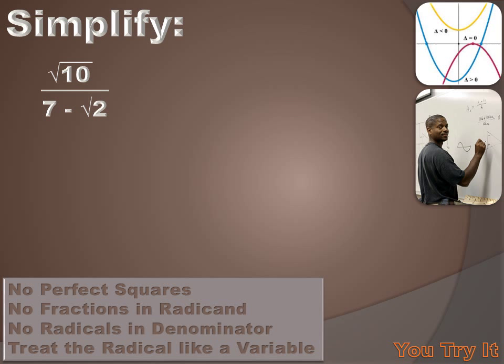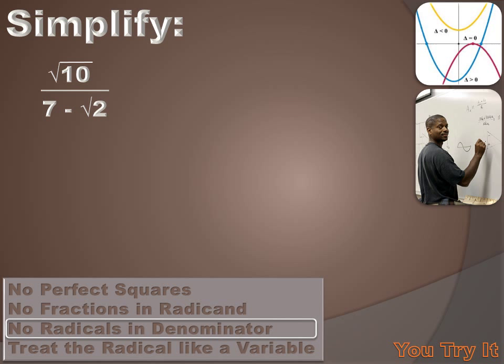If you get this one right, pat yourself on your back, because you're a smart cookie. You've got to think about something we learned quite a while ago in order to figure out how to get rid of that radical in the denominator of this problem. Because that's our first problem. How do I get rid of the radical in the denominator? I can't just multiply it by a square root of 2. If I did, I'd have 7 times the square root of 2 minus 2. I'd still have a radical in my denominator.